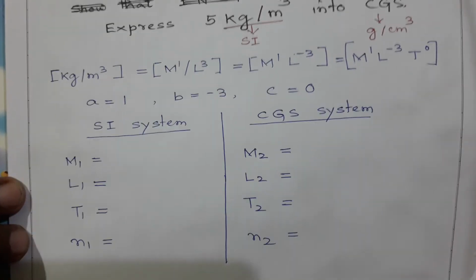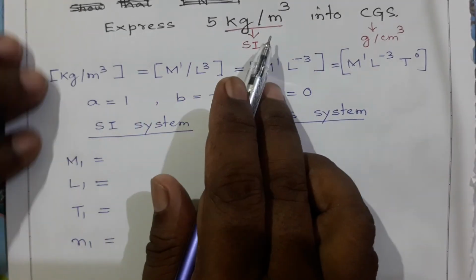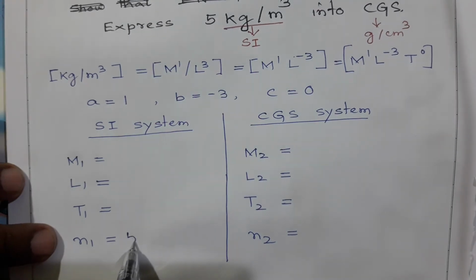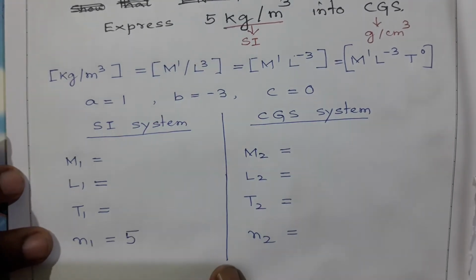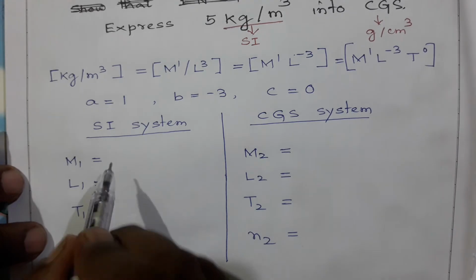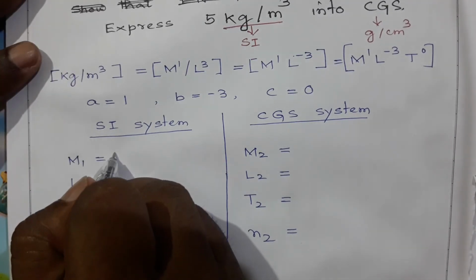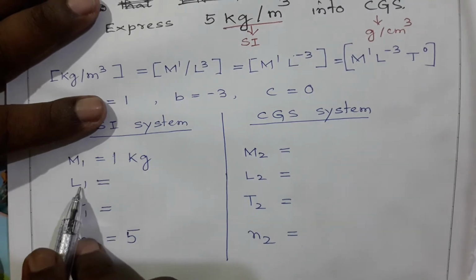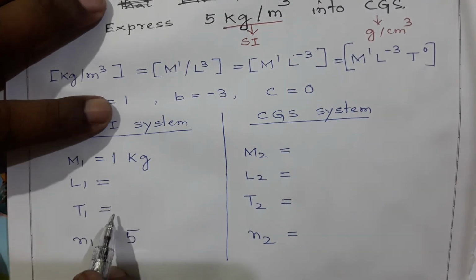So what is given? 5 kg per meter cube. So the number is 5, so N1 is 5. Given N1, N1 is 5. Now in SI, what is the fundamental unit of mass? It is 1 kg. Unit of length is 1 meter, unit of time is 1 second.